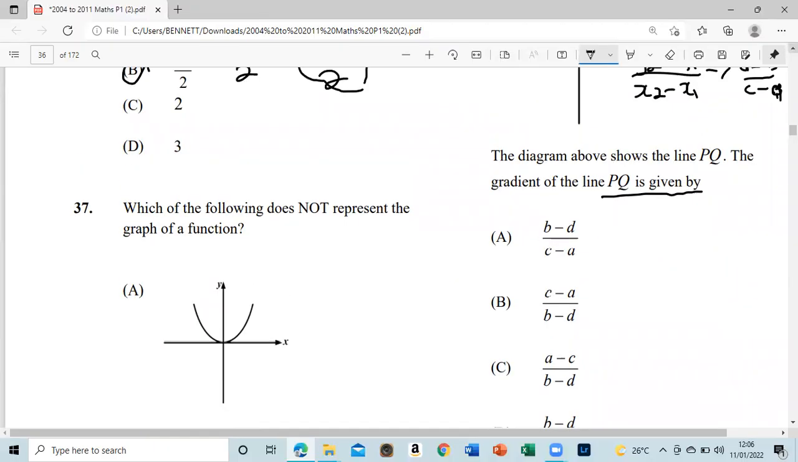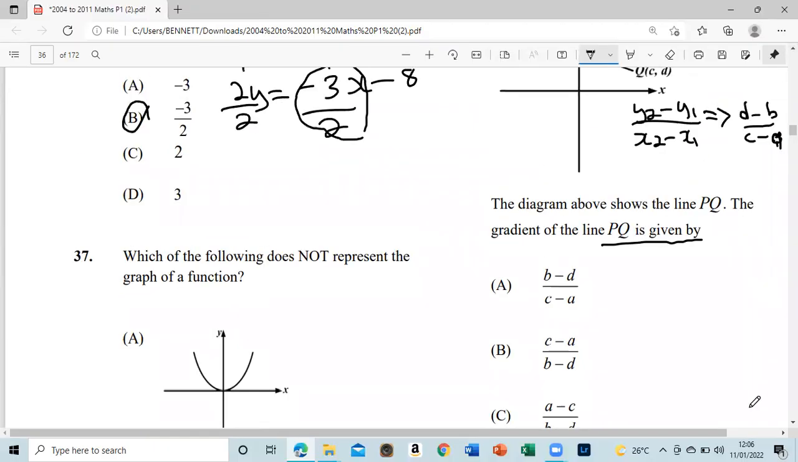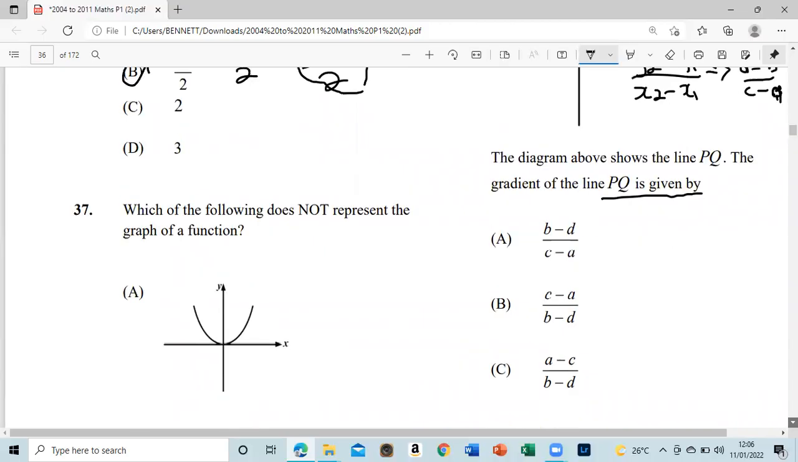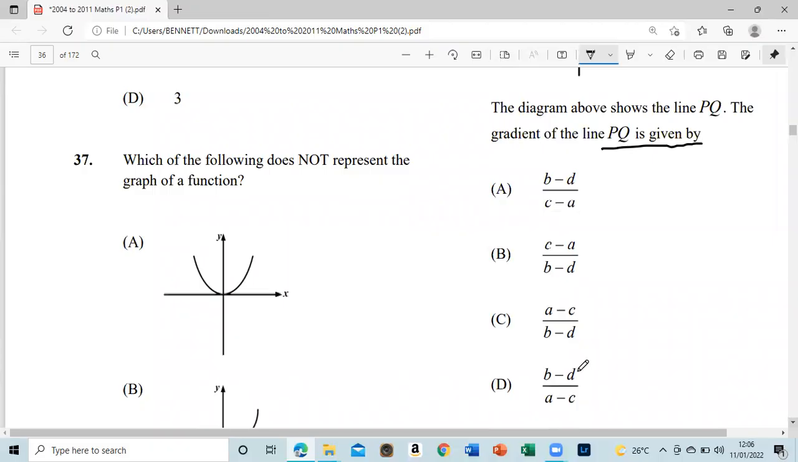So D and C must match. D and C, D and C, A and B, D and C, D and C. All right, this is the answer. All right, and then to turn it on. All right, so let's move on.